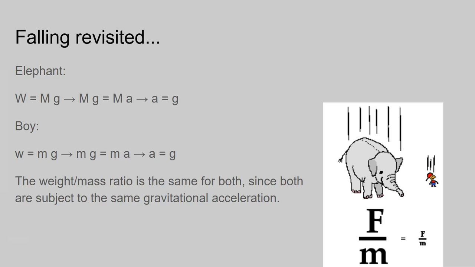But for the little boy, it's exactly the same. Little w equals little m g. Or with F equals ma for the little boy, little m g equals little m a, and the little m's cancel out, and you're still left with a equals g. The weight to mass ratio is the same for both, since both are subject to the same gravitational acceleration, the same gravitational field near the Earth. But this would be true anywhere as long as the air resistance is small.